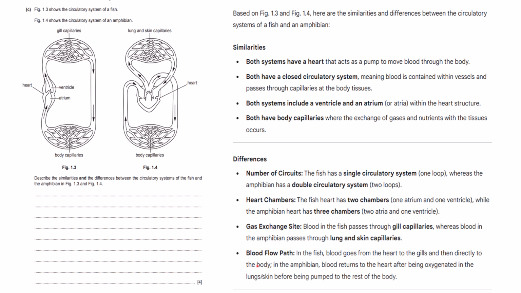Fourth difference is blood flow path. In the fish, blood goes from the heart to the gills and then directly to the body. In the amphibians, blood returns to the heart after being oxygenated in the lungs and skin, before being pumped to the rest of the body.